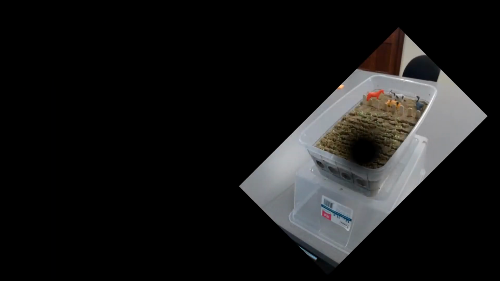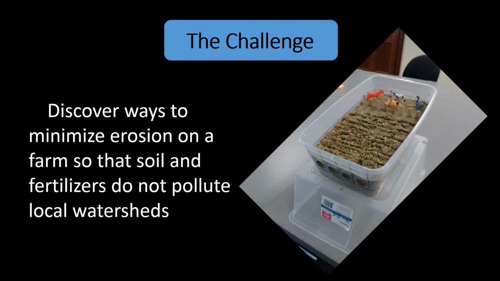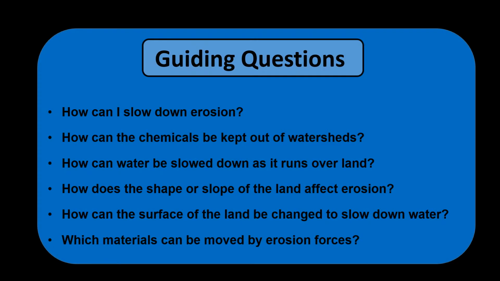After reading students' ideas, I presented them with the challenge. Discover ways to minimize erosion on farmland and apply these ideas to a model farm. A simulated rainstorm would try to erode their farm's soil and fertilizer materials. Students' questions about this new challenge were developed into a list that would help to guide this challenge.